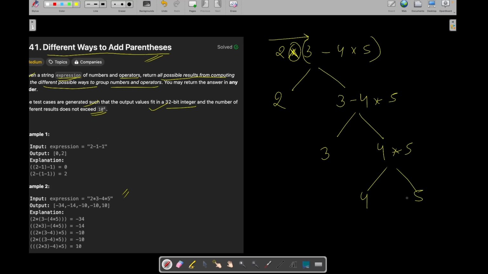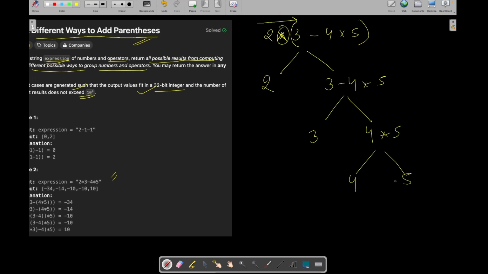Now what we can see is that we have divided this in only a single way, but what other possible ways are there? On the left there could be 3 minus 4, and on the right there could be 5, and here it is further divided into 3 and 4. Now let's compute their results. 3 minus 4 gives us minus 1, and then with 5 it becomes minus 1 multiplied by 5, which gives us minus 5.